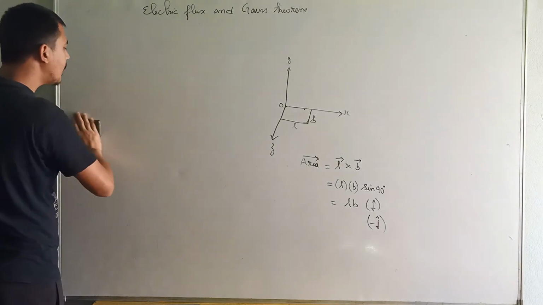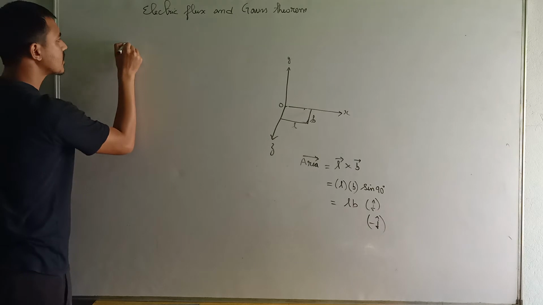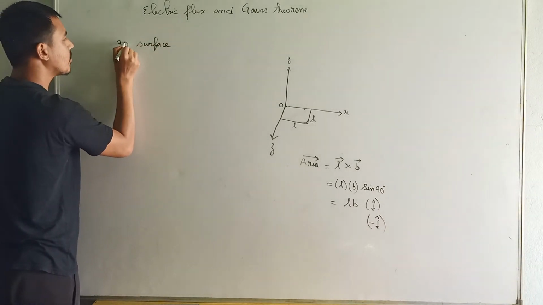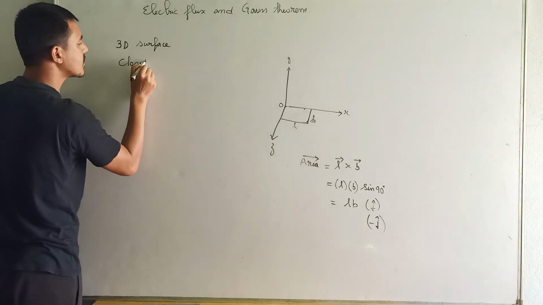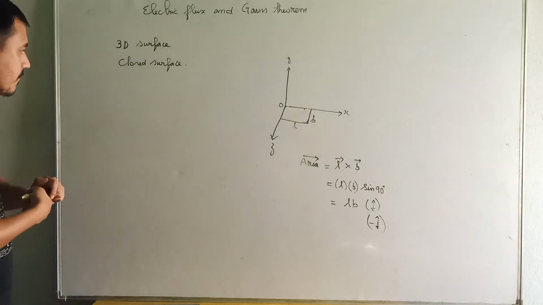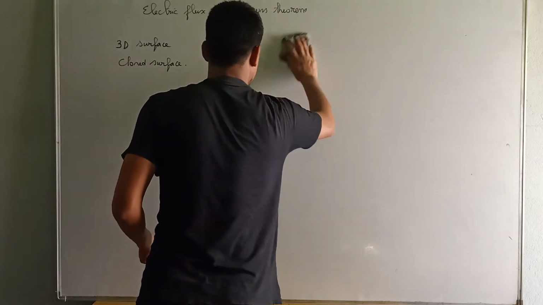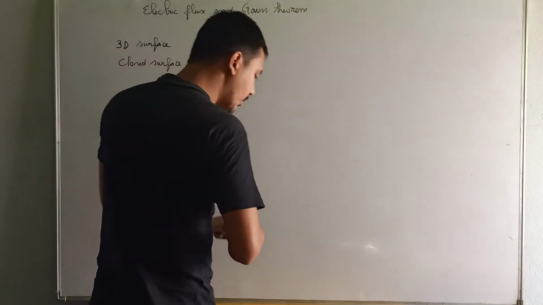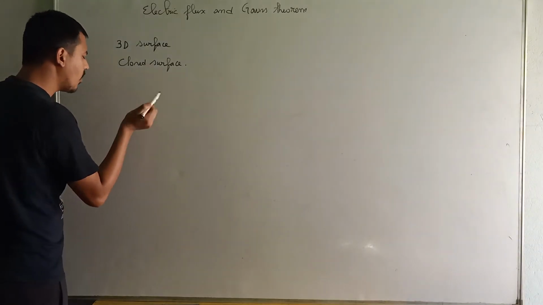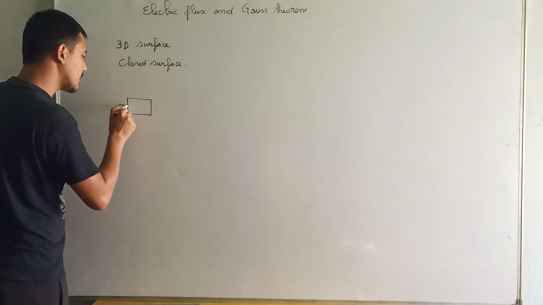Now, what about a 3D surface? In physics we call it a closed surface. If we think about a closed surface, let us consider a cuboid or a cube, or anything. Suppose you consider a cuboid.